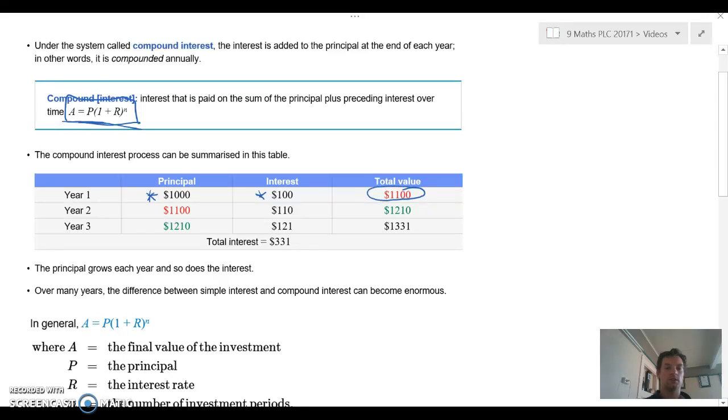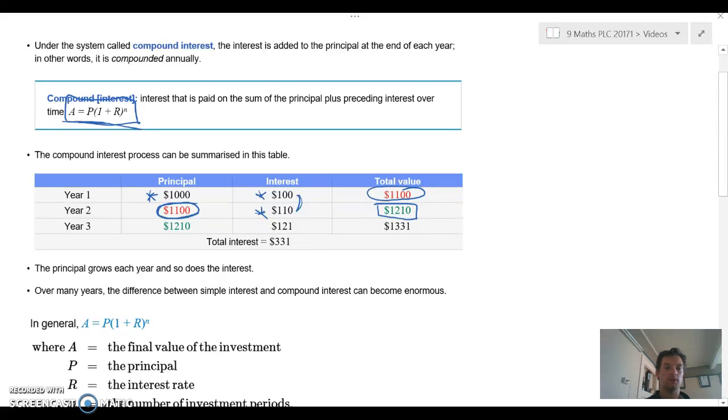Now, normal interest would just continue to pay out the $100 year on year. But with compound interest, we actually take this $1,100 and that becomes the principal for the second year. So we therefore pay the 10% interest on $1,100 rather than on the 1,000 that we started with. So that means the interest in the second year is $110. So we can see that there's a $10 difference between those two values, to make our total at the end of the second year $1,210.